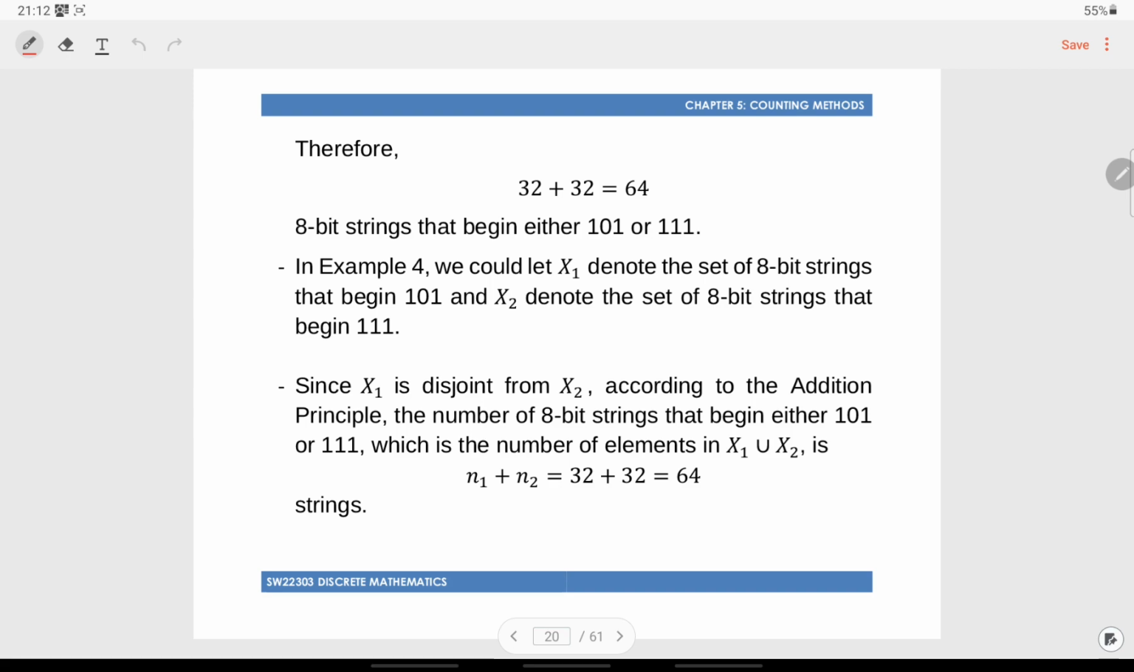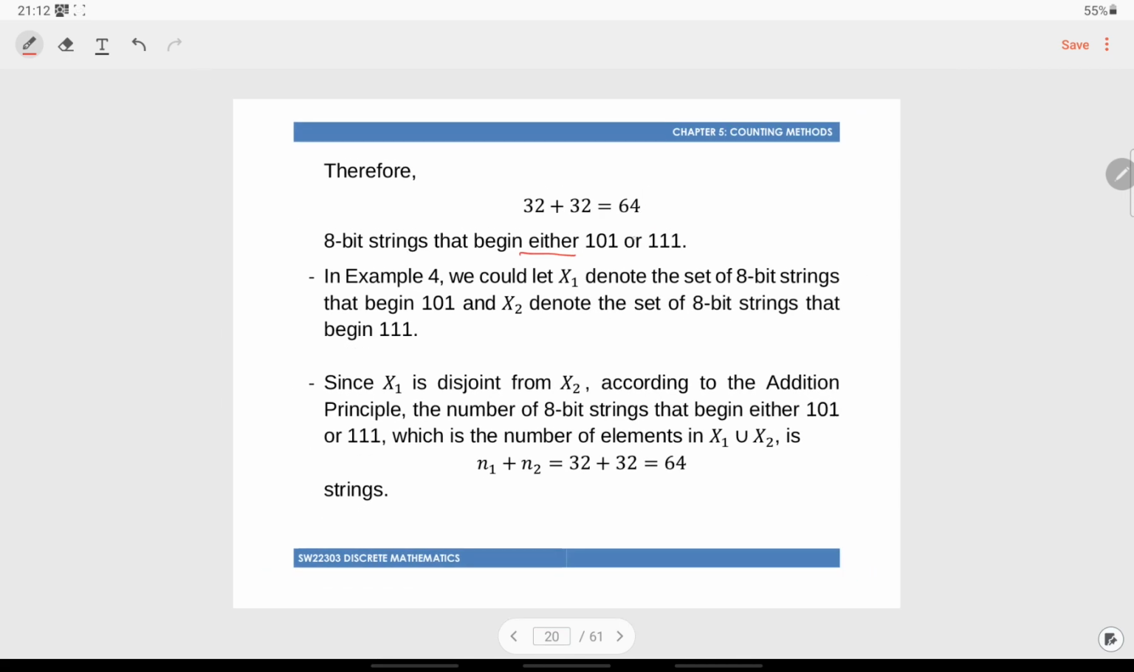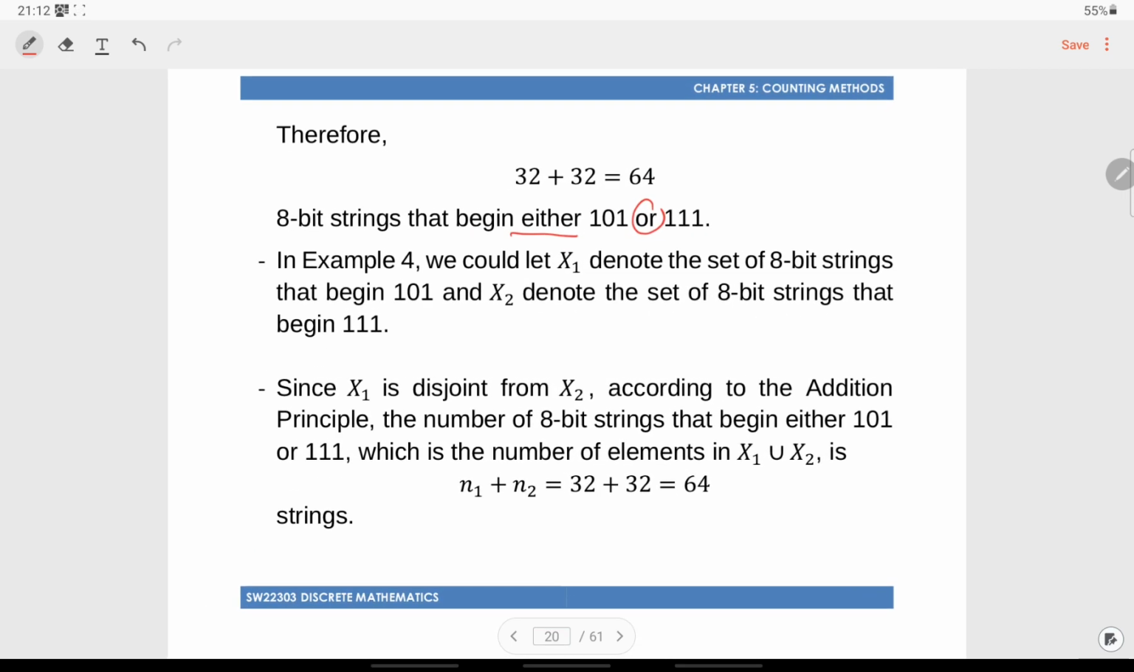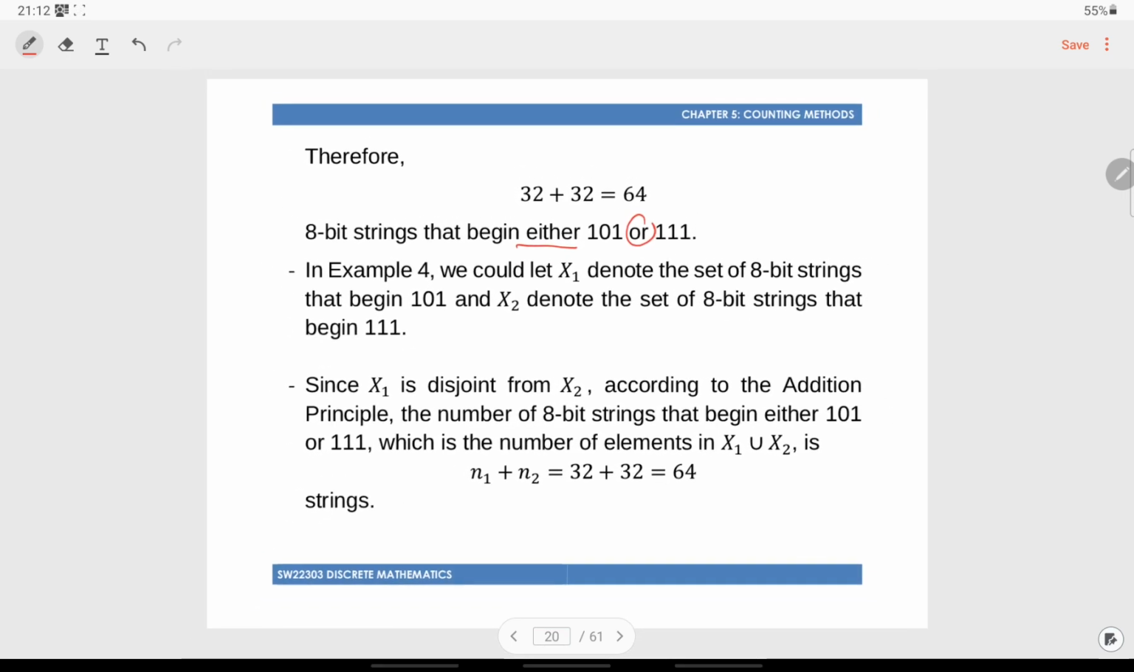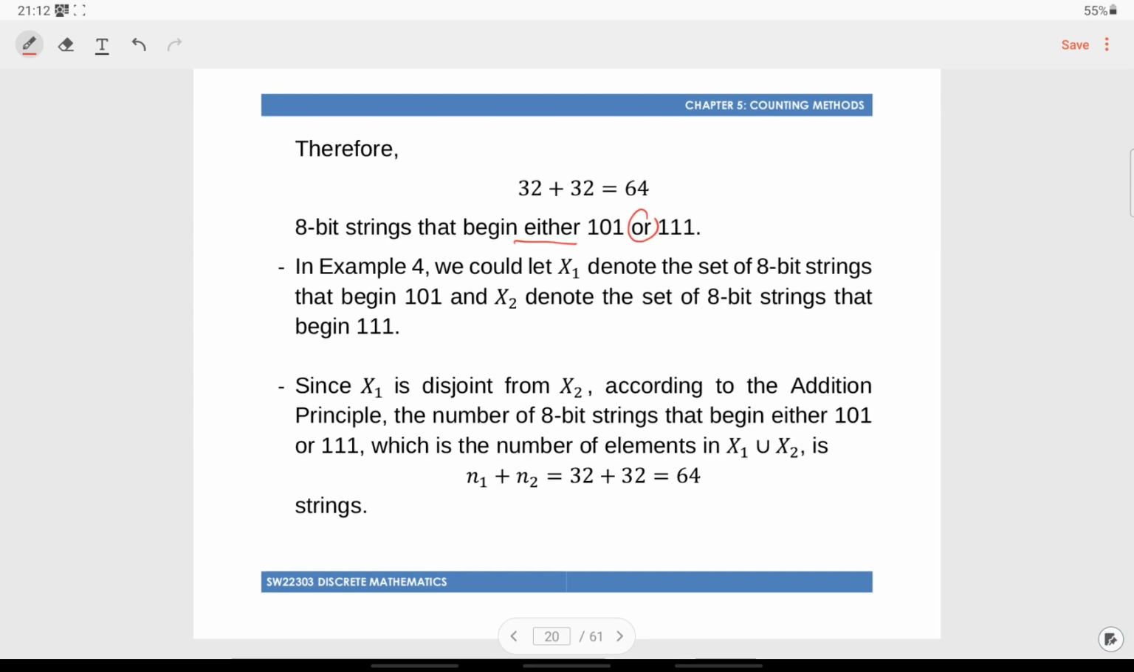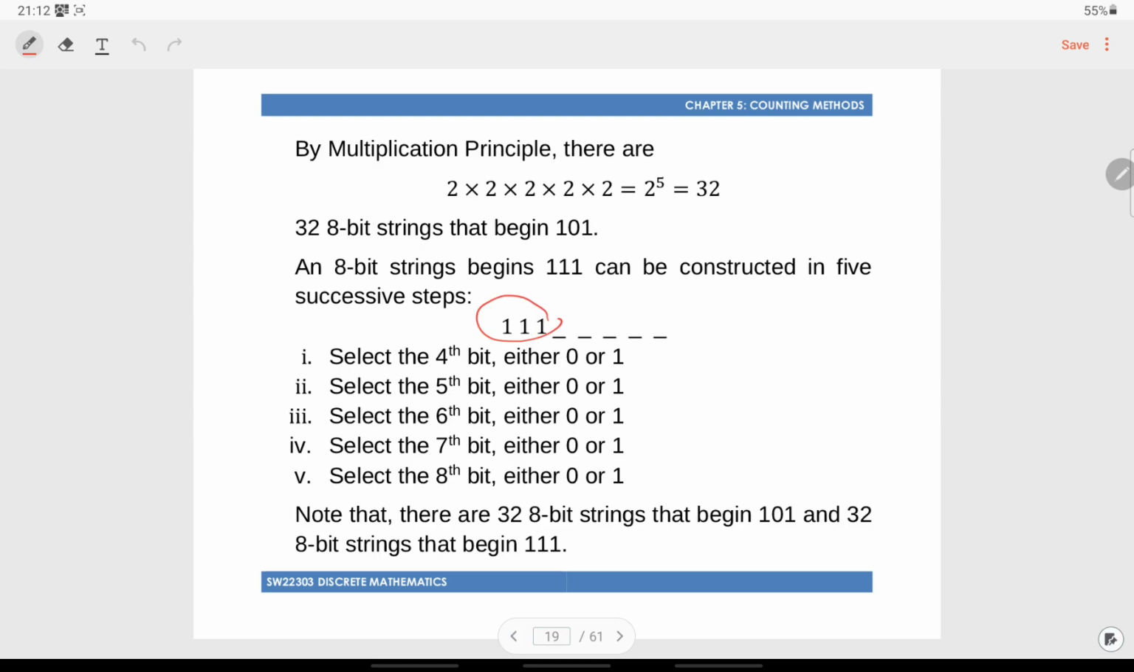So how do we answer this question? We can use the addition operation. We just simply add 32 plus 32. There are 64 8-bit strings that begin either 101 or 111. So why can we choose the addition operation? Because we are dealing with disjoint sets.